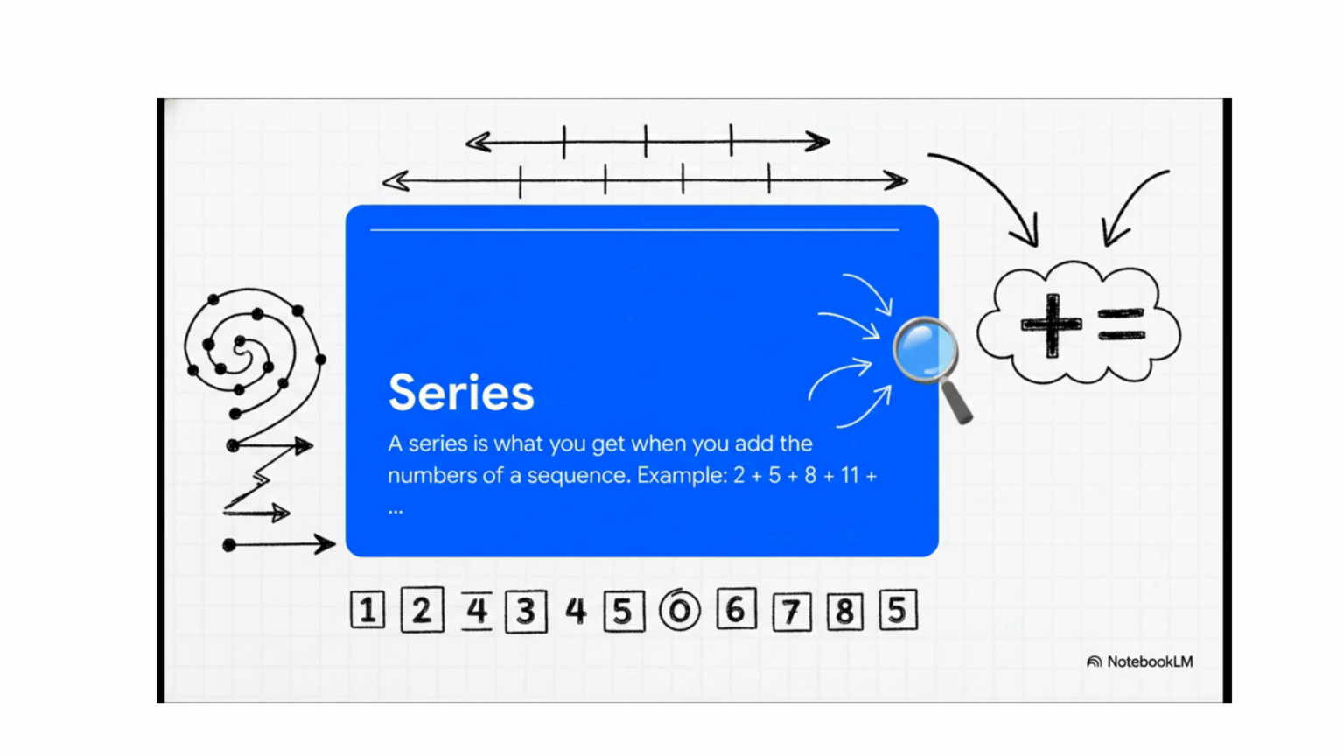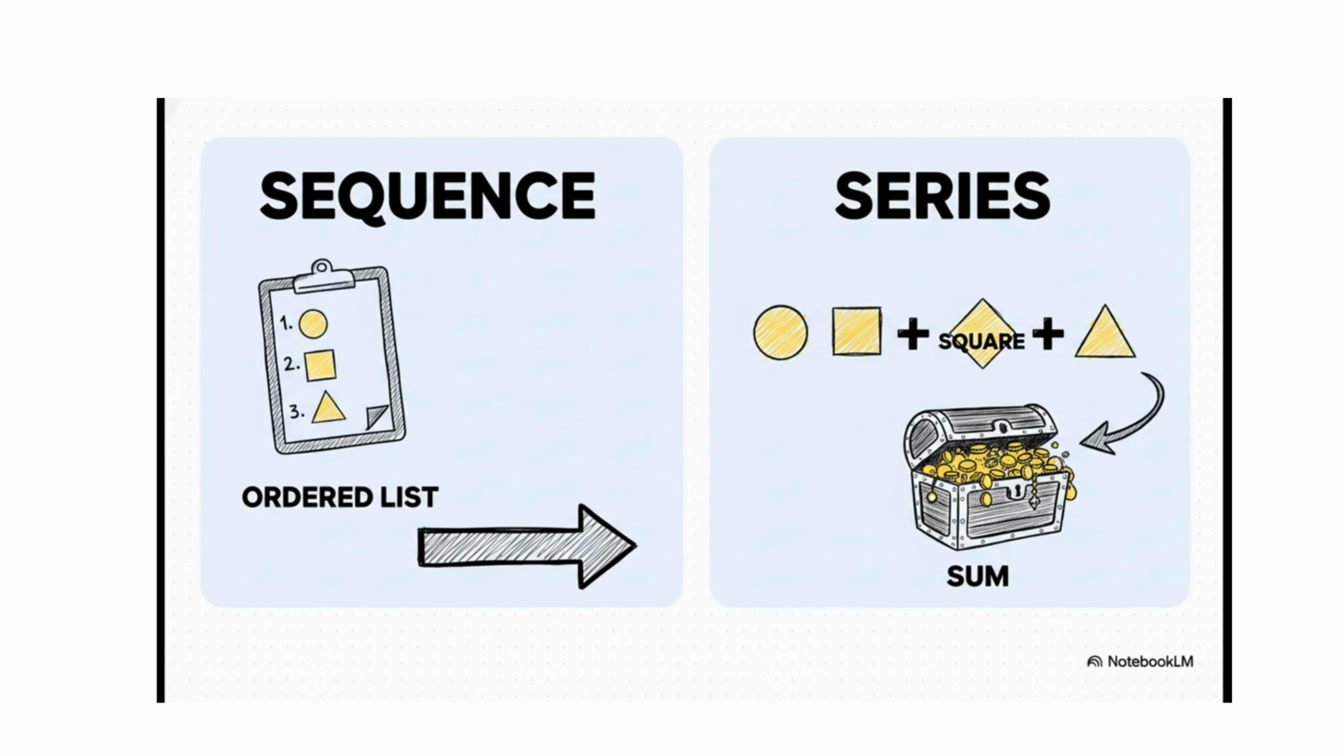Now, what happens if we take that exact same list, but instead of just listing the numbers, we decide to add them all up? Well, that's when you get a series. A series is simply the total sum of all the numbers from a sequence. We're not just listing anymore, we're calculating. So, the crucial point, the main takeaway, is just this simple difference. A sequence is the list itself, and the series is what you get when you add up that list. Getting this straight is the foundation for everything else we're about to do.